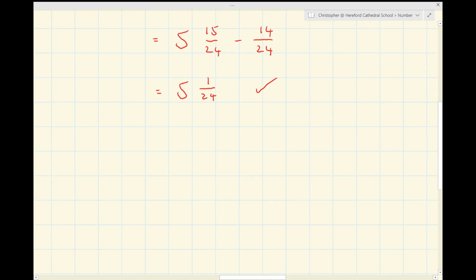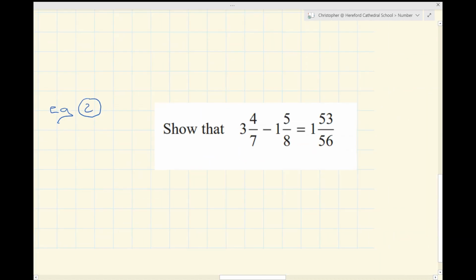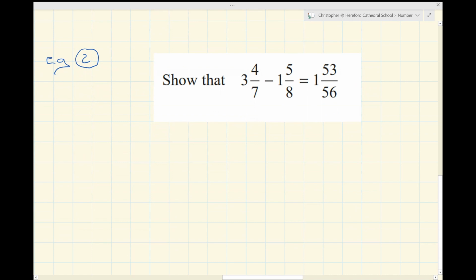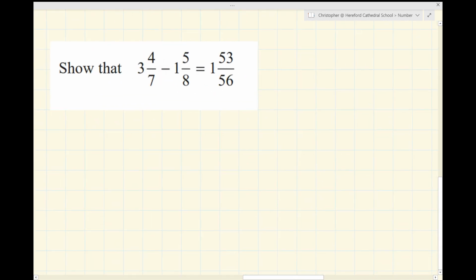Okay, now let's look at an exam question. Here we go. Example 2. Show that the left-hand side here is equal to the right-hand side. Well, what we're going to do is ignore the right-hand side. We're going to write down the left-hand side and work it out. And then at the end, go, hey, look, that's what you said it was going to be. So 3 take away 1 is 2. Now I've got 4/7 take away 5/8.